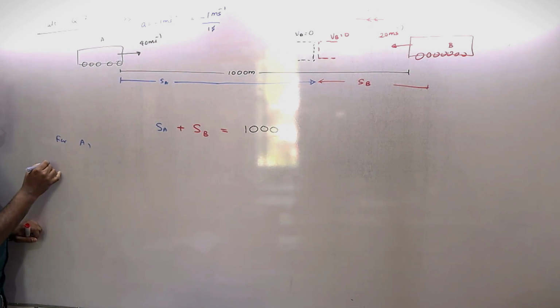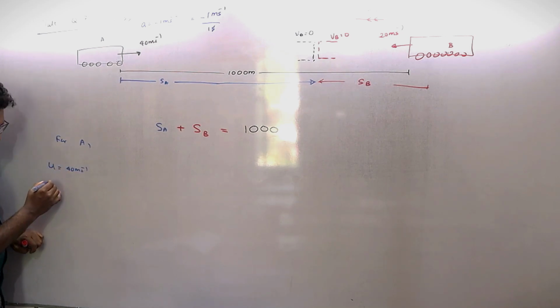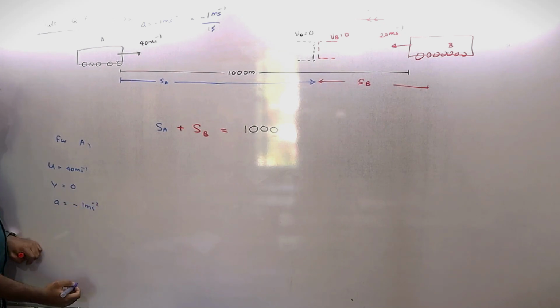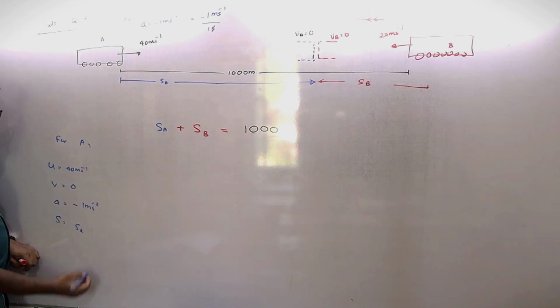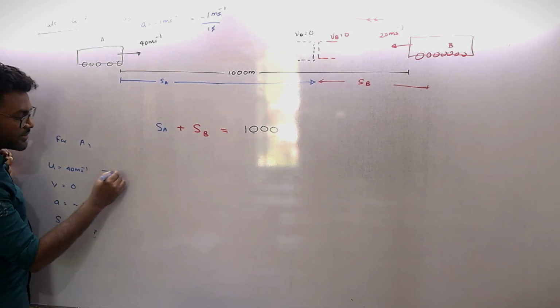Initial velocity, we know: 40 meters per second. What else? Final velocity is also known, 0. Acceleration is also known, that is minus 1 meters per square second. We should relate the displacement, so I can write S equals SA. Tell me, what's the possible formula that we could apply? We know U, A, and S is the thing we should find out.